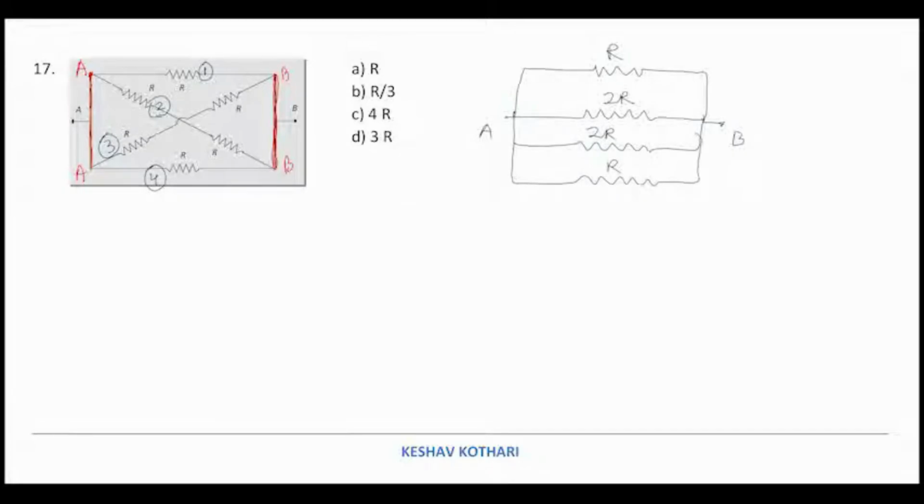Now if we calculate the value of the effective resistance, then we write it as 1 by R parallel is 1 by R, 1 by 2R, 1 by 2R, 1 by R. So we can write it as, by 2R, that is 1 by R parallel is equal to 6 by 2R, that is R by 3 ohm. For this particular problem, R by 3, that is option B, is correct.